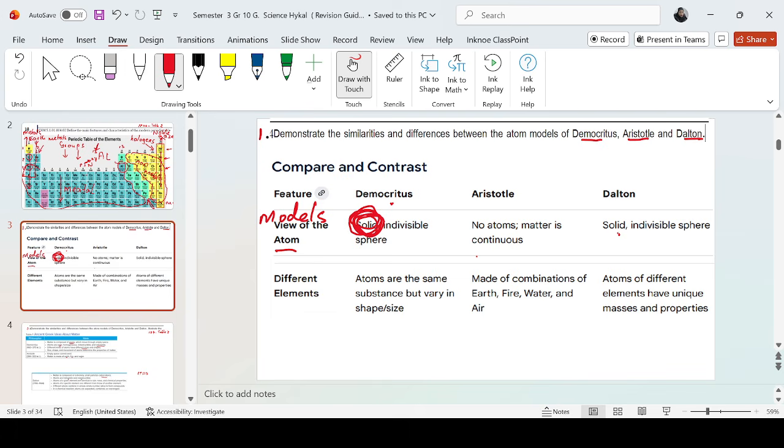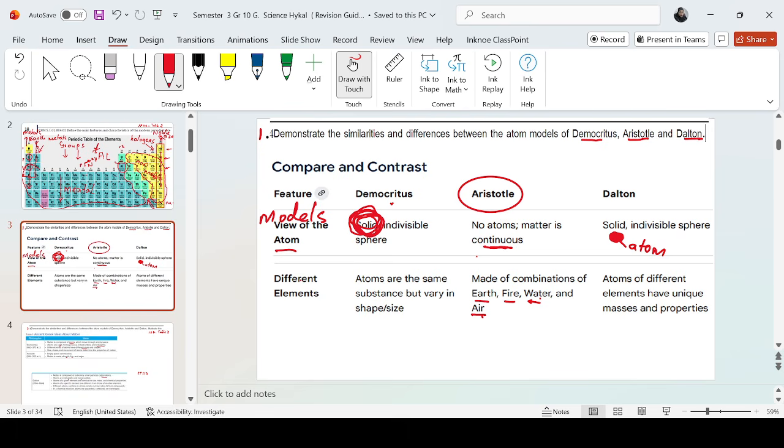In other words, they are similar. Dalton also said when you break down matter, you come to the smallest solid called an atom. This one you cannot divide further. But Aristotle said no, matter cannot be divided into smaller particles. It's just continuous. And he said all these things which we see are made up of earth, fire, water, and air. Four things. These are the ideas of Aristotle.